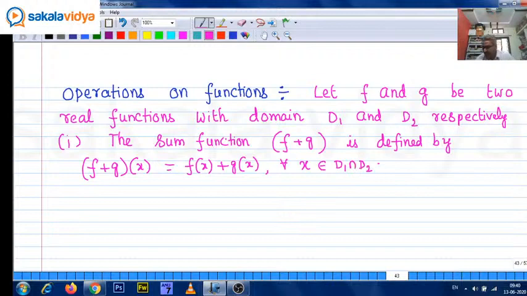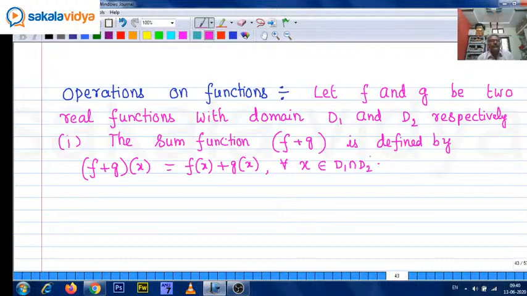It's very important. If you know the domains of the functions f and g, and you are asked to find the domain of the function f plus g, the domain of f plus g is the intersection of the domains of f and g.